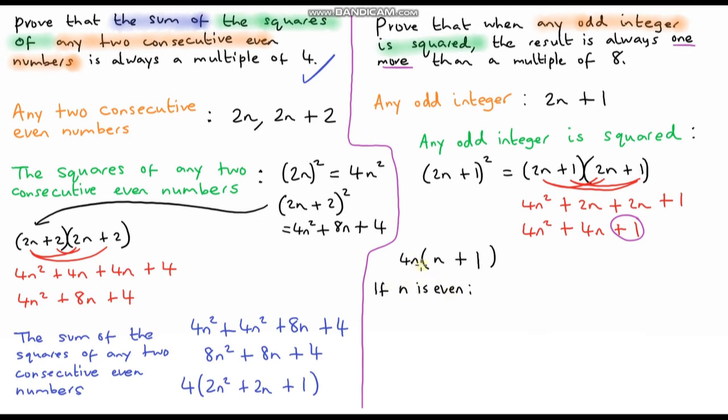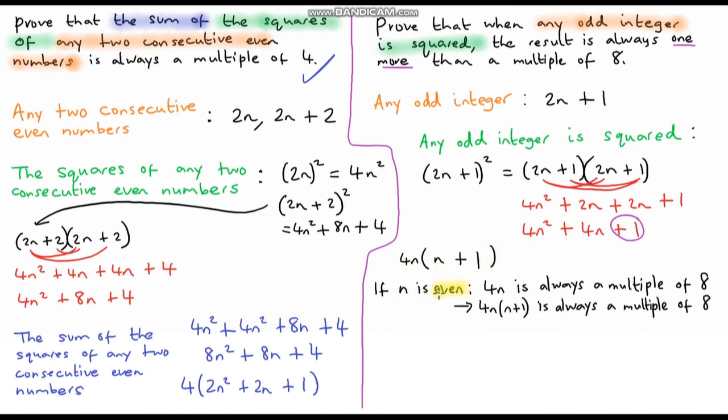So if n is even, 4n is always a multiple of 8, and then it doesn't matter what's in this bracket. As soon as we're going to multiply by 8, this whole expression is going to be a multiple of 8. So we've looked at when n is even. Now let's think about when n is odd. So if n is odd, n plus 1 is going to be even. So this inside the bracket is going to be even. And now if we're saying that n plus 1 is even, well, an even number times 4 is going to be a multiple of 8.